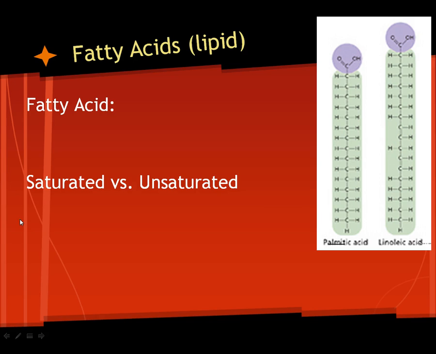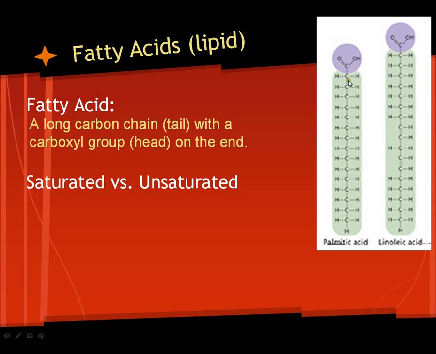So fatty acids, which is a classic lipid, is a long carbon chain. Look at all these carbons. And it's attached to a carboxyl group. Remember the functional groups from previous notes? So we have our carboxyl group, which is called the head, and then a long carbon chain, which is called the tail. Now I've got two different fatty acid chains here.